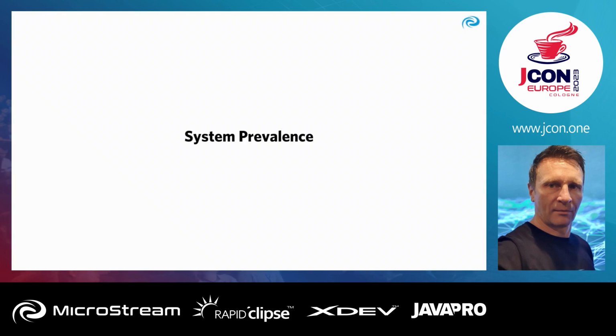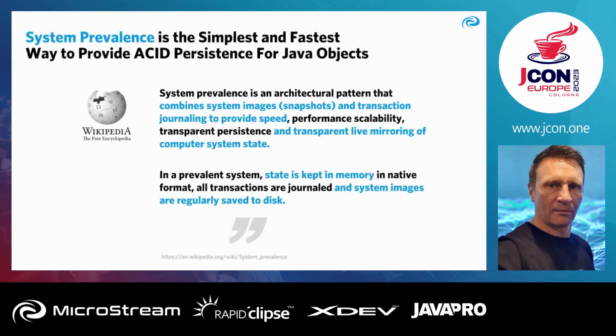And with Eclipse Store, now we combine the power of the JVM and the power of the programming language Java with the cloud native object storages. And we didn't invent this concept. This concept has existed since Java has existed. It's called system prevalence, and the functional principle is really simple. It's a simple architectural pattern.